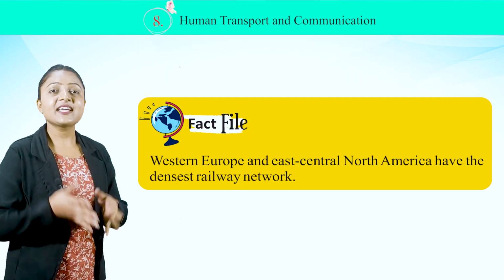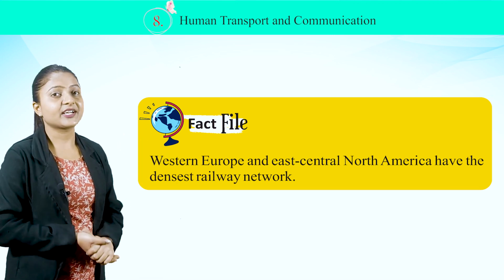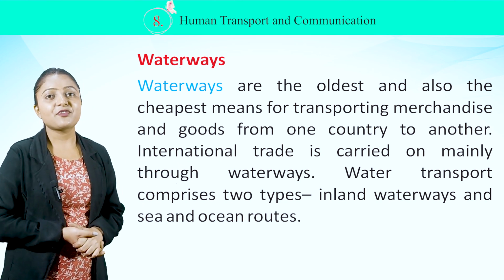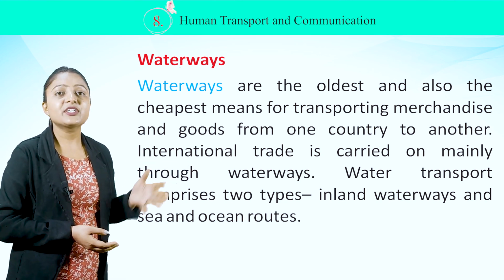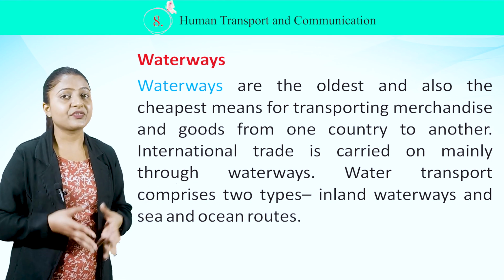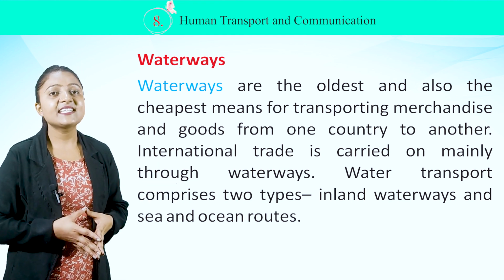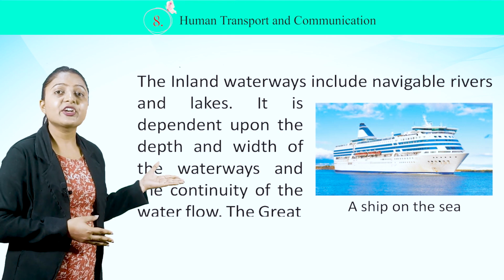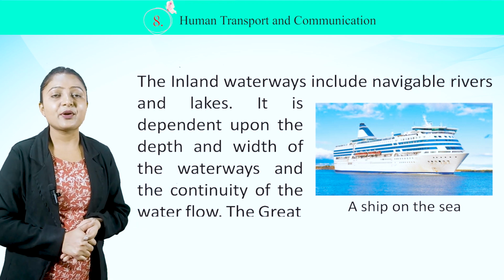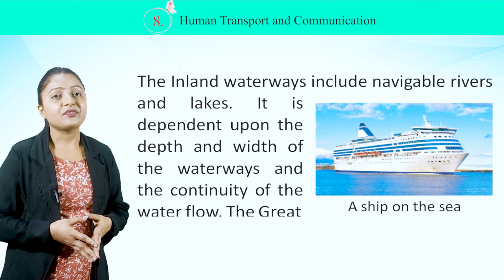Fact file. Western Europe and East Central North America have the densest railway network. Waterways. Waterways are the oldest and also the cheapest means for transporting merchandise and goods from one country to another. International trade is carried on mainly through waterways. Water transport comprises two types, inland waterways and sea and ocean routes. The inland waterways include navigable rivers and lakes. It is dependent upon the depth and width of the waterways and the continuity of the water flow.